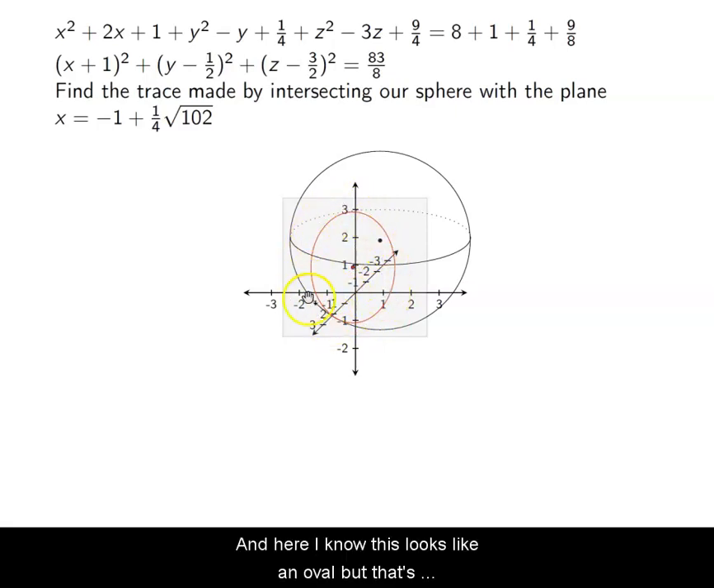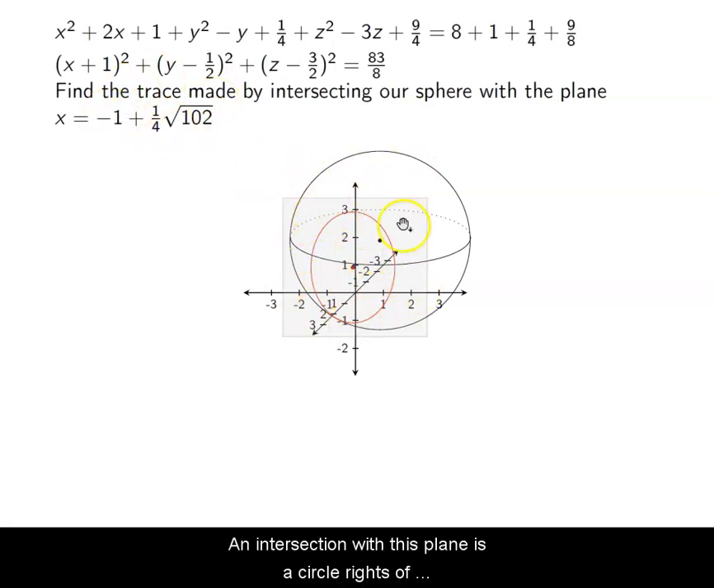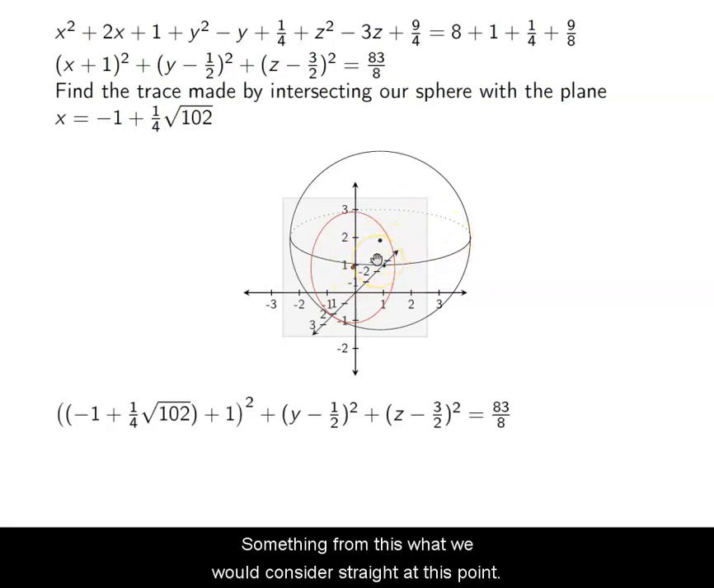And here, I know this looks like an oval, but that's because we are tilted a little bit on the x-axis. This is really just flush with y, but it's actually skewed quite a bit. So this is where the center would be if we were able to, we'll find this once we find the equation, okay? And the intersection with this plane is a circle, right? So if you intersect a sphere with the plane, you will always get a circle out. I know it looks oblong, but that's only because we're actually tilted a little bit. It's just hard to tell that we're actually tilted from what we would consider straight at this point, okay?